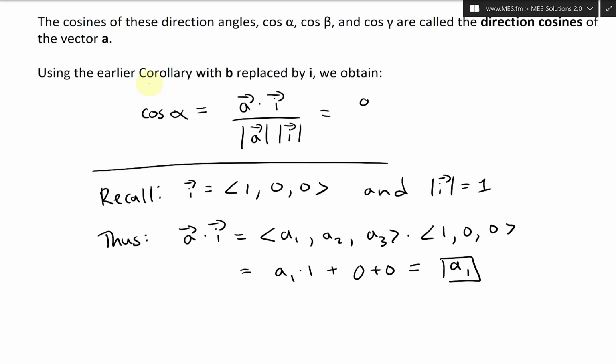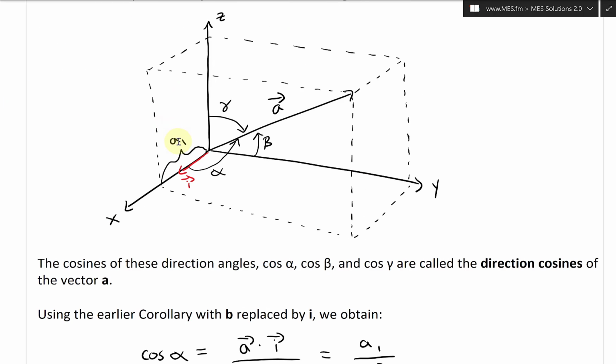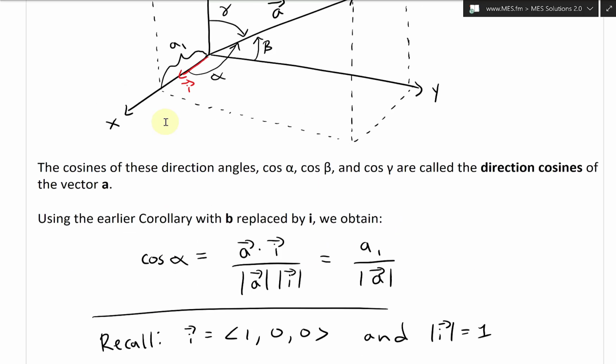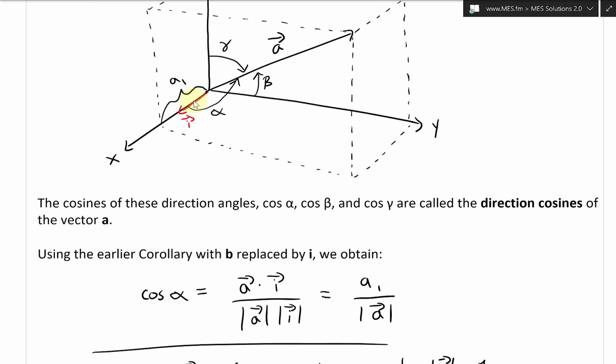So the length of I equals 1, and A dot I is equal to A1. So cosine alpha equals A1 over the length of A, where A1, again, is here. That's why I wrote it down there. This is actually some pretty fascinating stuff once you grasp it, because then you can move this length over to here. So this is just cosine of alpha times the length of A is equal to A1. So that's just the direction cosines.